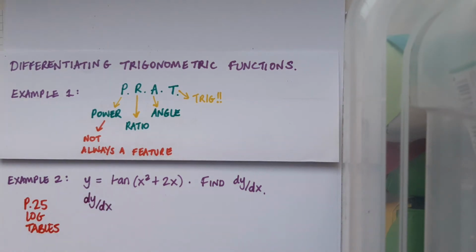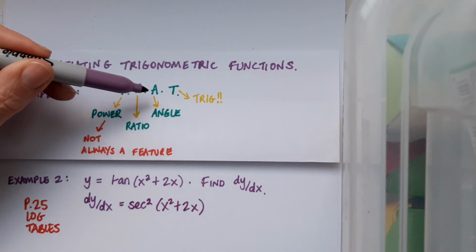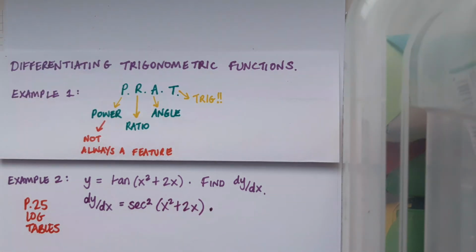Remember to have page 25 open in your log tables to look this up. So when you differentiate tan, you're going to get sec squared. The angle will just stay as is for the moment. So this is the ratio part of my differentiation complete. And now I want to multiply by what I get when I differentiate the angle. So this time, the angle is x squared plus 2x. So I'll differentiate that, and I'll get 2x plus 2. Now you'll note here that I've put a bracket around this 2x plus 2, and that's just again to indicate that this 2x plus 2 is multiplying in its entirety by everything that came before.